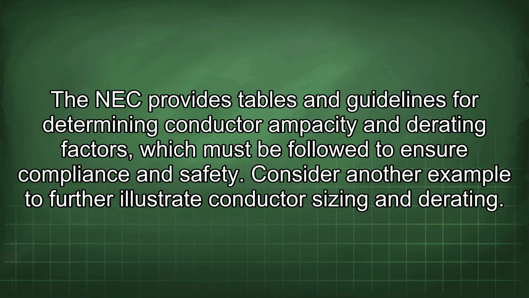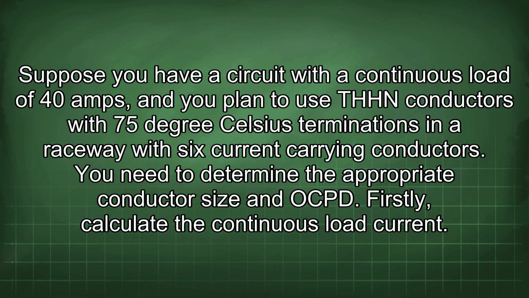Consider another example to further illustrate conductor sizing and derating. Suppose you have a circuit with a continuous load of 40 amps, and you plan to use THHN conductors with 75°C terminations in a raceway with 6 current carrying conductors. You need to determine the appropriate conductor size and OCPD.